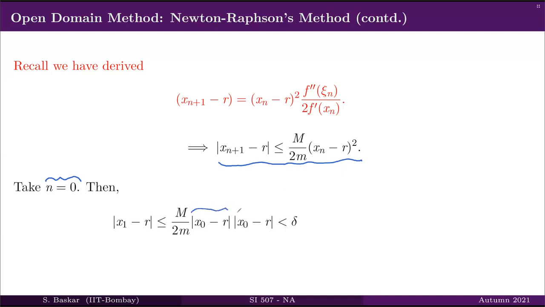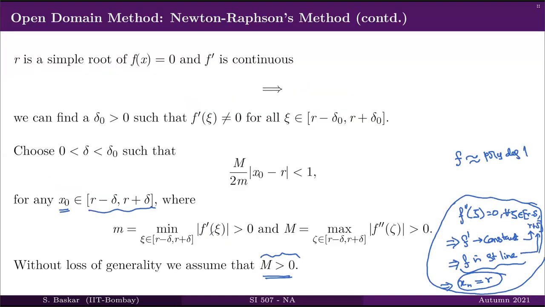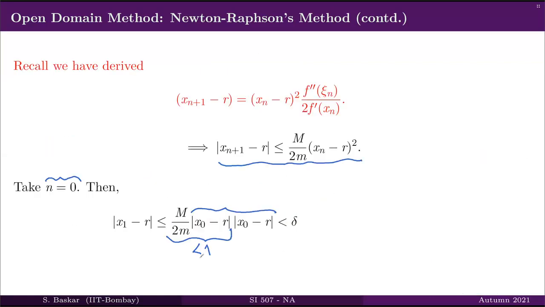That I'm just writing like this. And now I'm using the fact that this is less than 1, because that is how we have restricted our delta neighborhood and chose our x0 in that delta neighborhood, right? So that is what we have done here. That I will use for the first part.